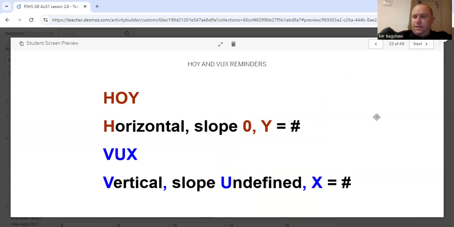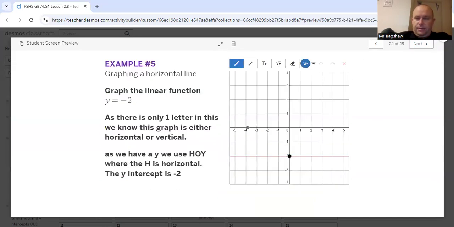So this is where we're really thinking about HOY and VUX. If we only see one letter, so not just starting with y equals, but no x's for this one, then we know this will be a horizontal line. And if we see a single letter, which is x, we know we're going to be drawing a vertical line, from these two words, HOY and VUX. So let's take a look at those two.